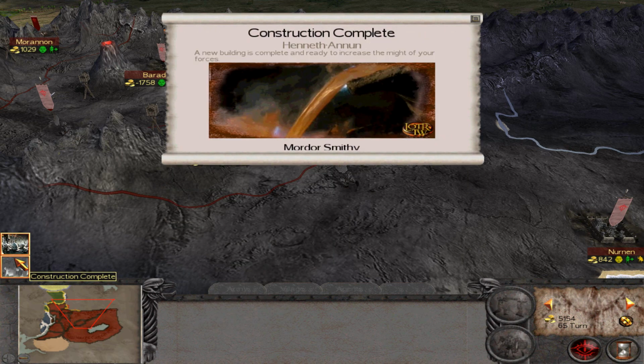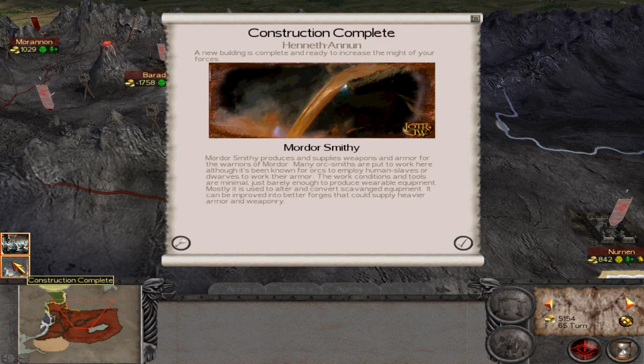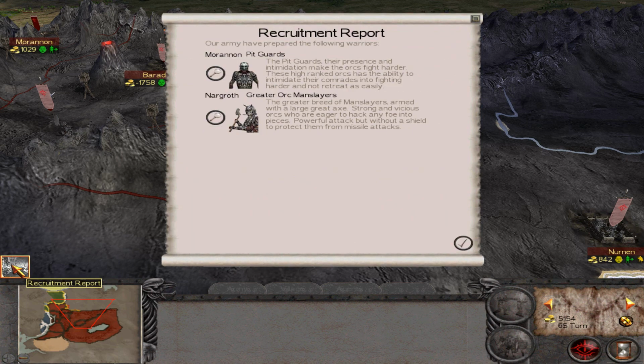Turn report. Construction complete. We have a Mordor smithy in Addon, an area that we took from Gondor. Recruitment report: pit guards in Moranon and Greater Orc Manslayers in Nargothrond.